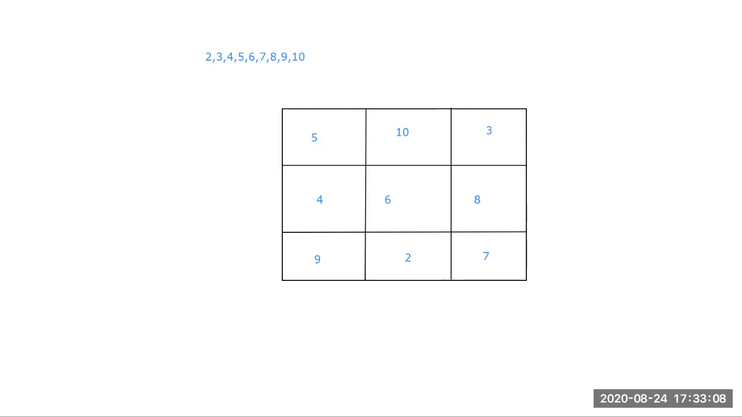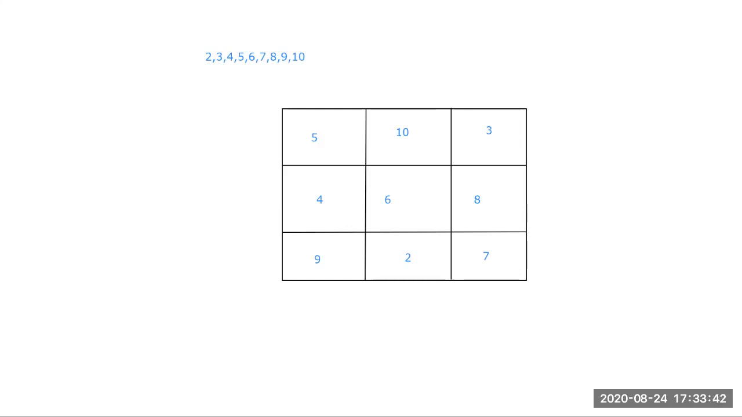Now, how is this a magic square? If you add 5, 4 and 9, you get the value 18. If you add 10, 6 and 2, you get 18. If you add 3, 8, 7, you get 18. 5, 10 and 3, you get 18. 4, 6 and 8, you get 18. So horizontal, vertical, and cross.